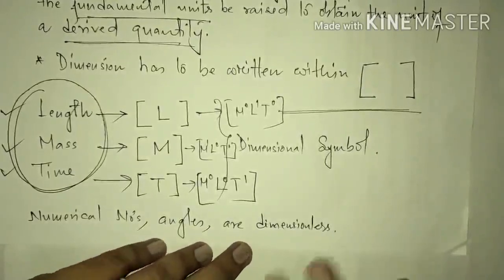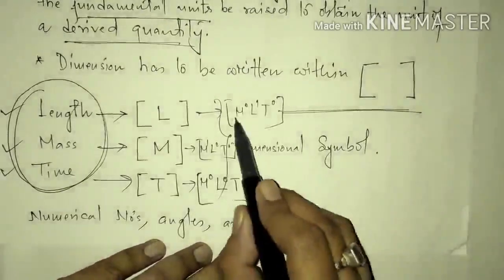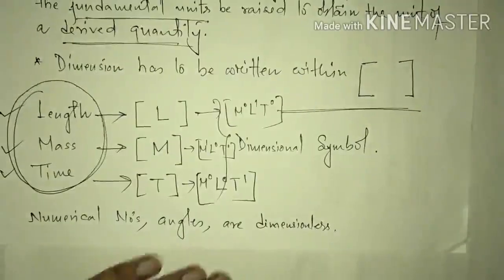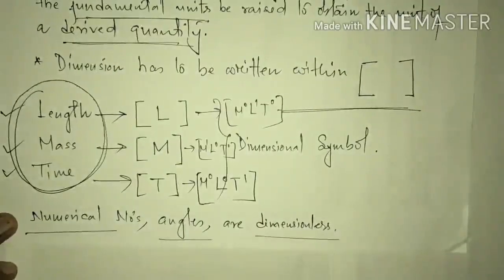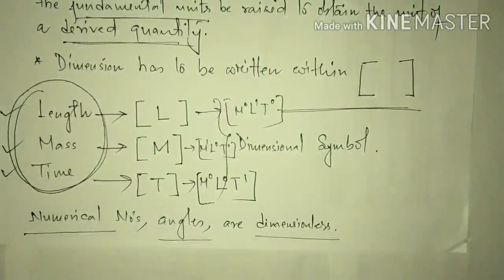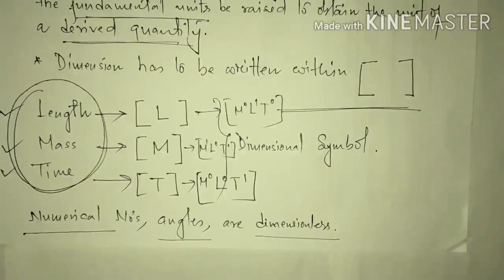That means they have got no dimension. That means M to the power 0, L to the power 0, T to the power 0. Numerical numbers, angles are dimensionless. So if I get half, what is the dimension of half? It is 0. I can say it is dimensionless, that means M to the power 0, L to the power 0, T to the power 0. Or I can say it has got no dimension. Fine. If I get angle, it is also dimensionless.